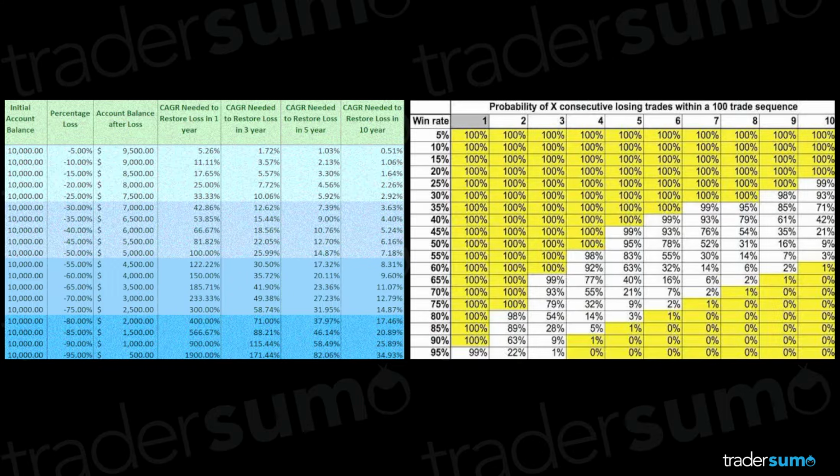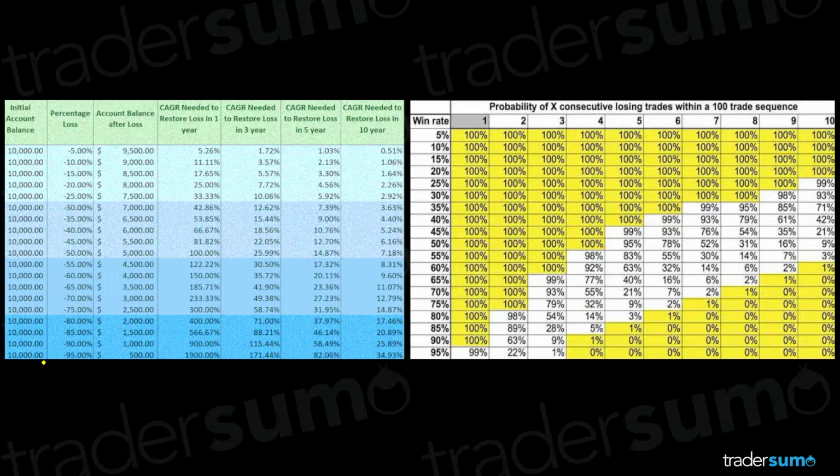But now here's where things get kind of silly. When you lose 75%, you now have to make back 300% just to get back to even. But look at the difference. Now watch. When you lose just 5% more at 80%, you now have to get back 400%. And you can see how it just starts scaling out of control to eventually where you have to make back 1,900% if you have a loss of 95% and want to get back to 10,000.